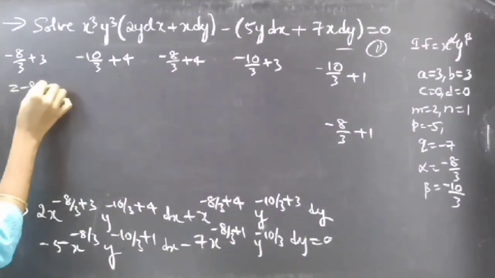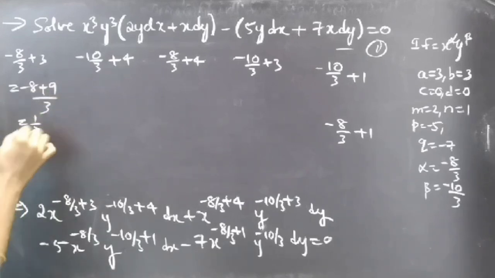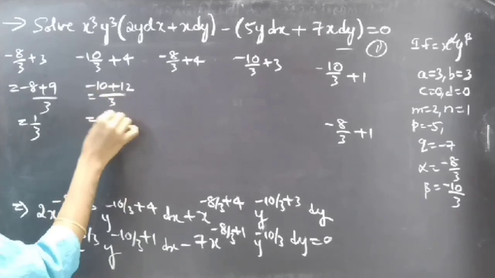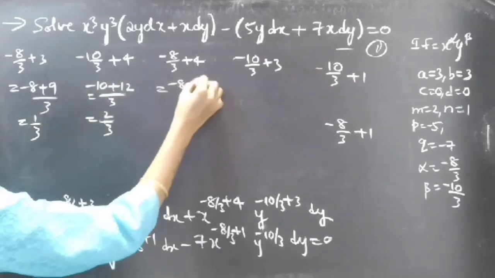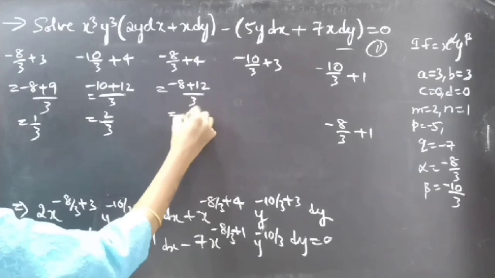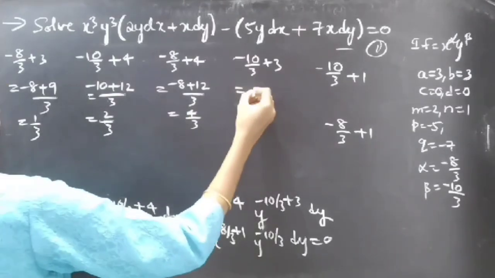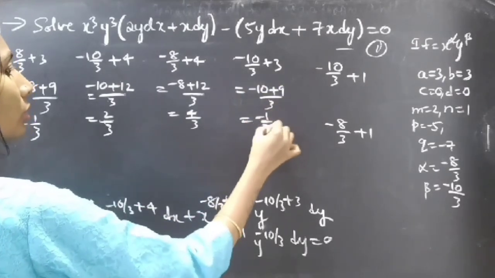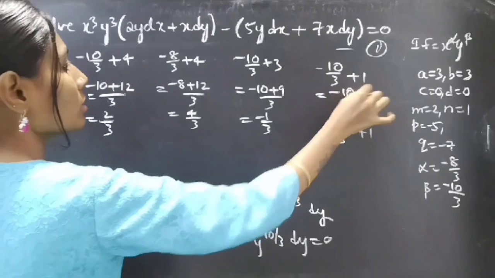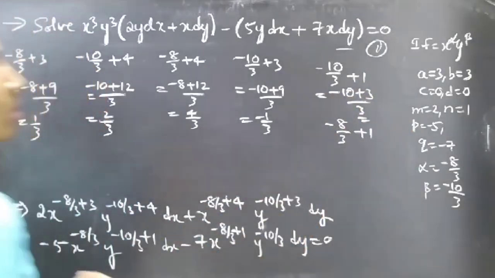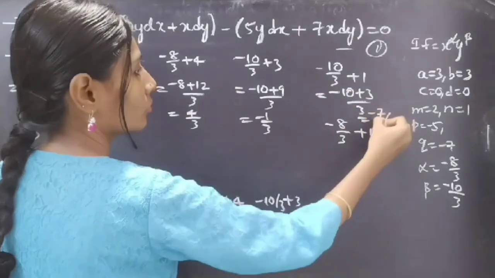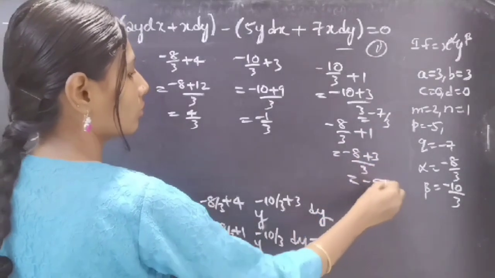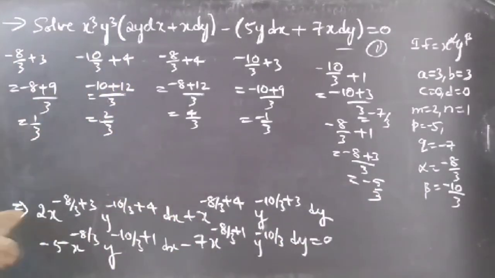We'll get minus 8 plus 9 by 3, which gives us 1 by 3, minus 10 plus 12 by 3, which gives 2 by 3, minus 8 plus 12 by 3, which gives us 4 by 3, minus 10 plus 9 by 3 gives minus 1 by 3, minus 10 plus 3 by 3 gives minus 7 by 3, and here we'll get minus 8 plus 3 by 3, which gives us minus 5 by 3.